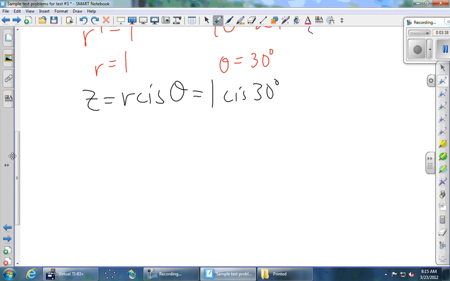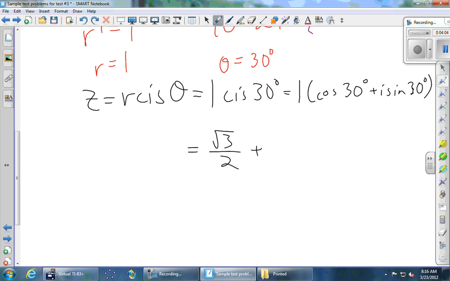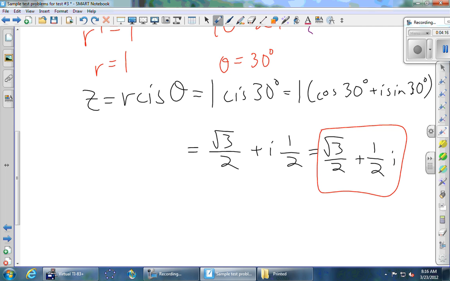So let's go back. 1 cis 30 literally means 1 cosine 30 plus i sine 30. Cosine of 30 is root 3 over 2. You can check it out on your unit circle. Plus i times sine of 30, which is 1/2. So we get root 3 over 2 plus 1/2 i. That right there is the 9th root of negative i.